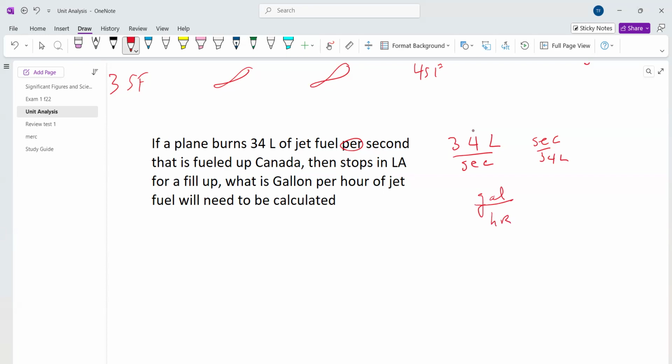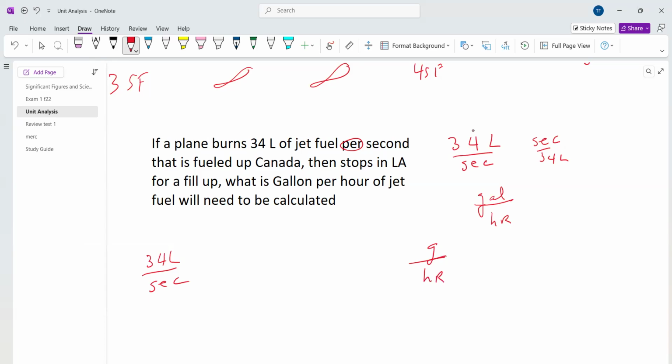So what's given? $34 per second. So what's given is a fraction. Now remember, fractions are two problems. You're going to solve for the numerator and solve for the denominator. Okay, and what are we trying to calculate? We want to calculate gallons per hour.